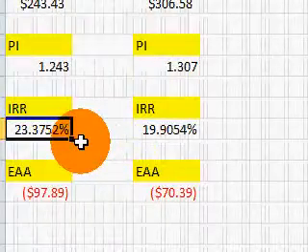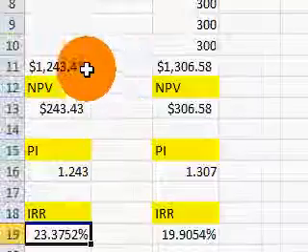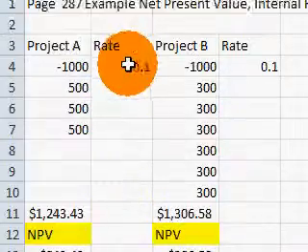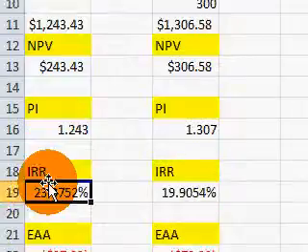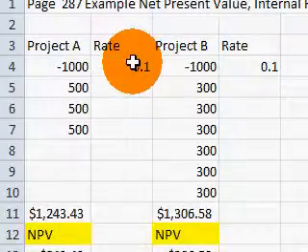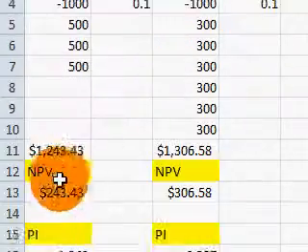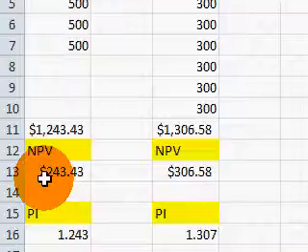By definition, internal rate of return sets the net present value equal to 0. So if I kept playing around with this rate, and set it to 23.375, that would cause this net present value to go exactly to 0.